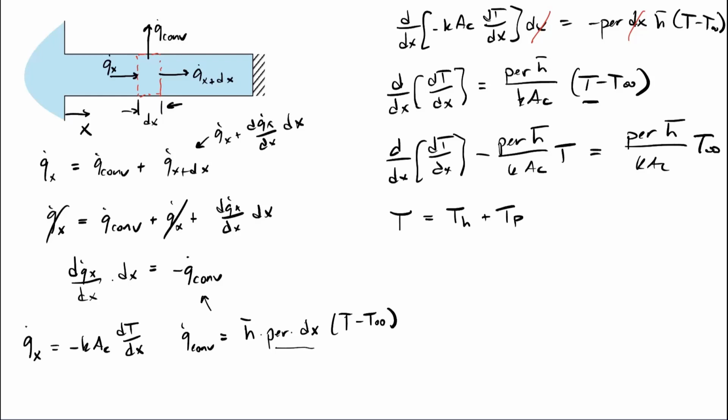So if we do that, we're basically taking this and substituting it anywhere we see temperature. You might be thinking, why are we doing this? How is this going to help? Well, you'll see in a second. So hang with me. Let's make the substitution. First, let's do Th: d squared Th over dx squared minus perimeter h bar over k Ac times Th.